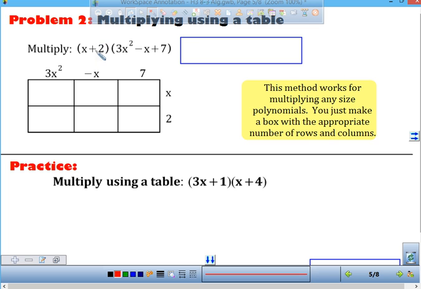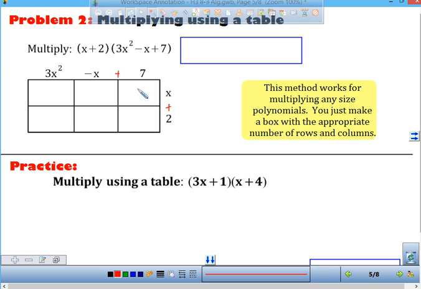Here is another way of doing it. Instead of using double distributive property, you can make what's called a table. So I write out both quantities. I wrote out the 3x squared minus x plus the positive 7. And then on the side, I wrote the x and the positive 2. If you want to put the plus in here, you can. But now what this means is where each of these boxes meet, I multiply those together.